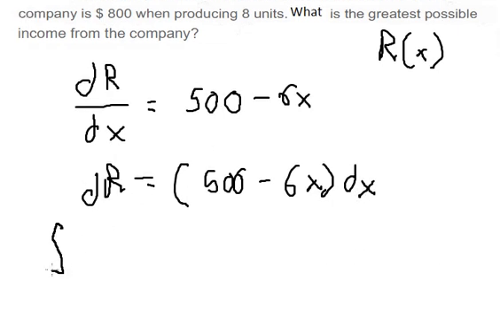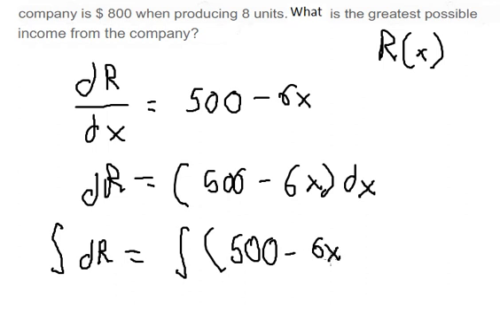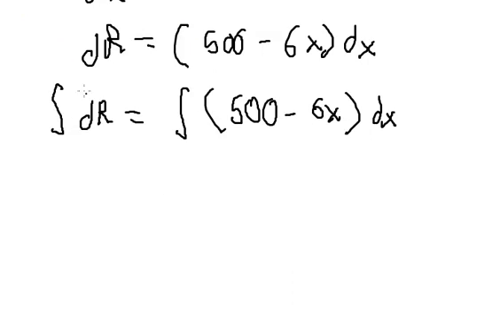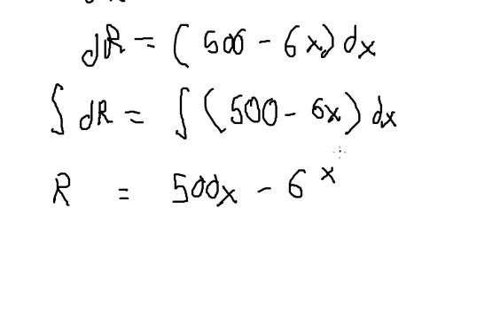Next, we put the integration on both sides. The integration of dR gives R. The integration of 500 gives 500S. The integration of negative 6S gives negative 6 times S to the power of 1 plus 1, over 1 plus 1. And we add C, the constant. And this is R(S).